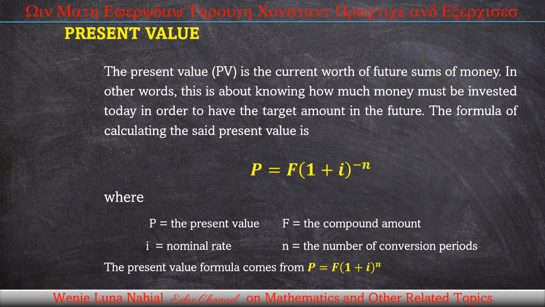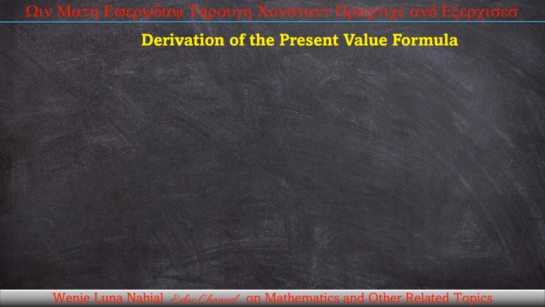Now, the present value formula comes from the uppercase letter P equals the uppercase letter F times the quantity (1 plus i) raised to n. Okay, let's have the derivation of the present value formula. As we know, our maturity value is this formula. The uppercase letter F equals P times the quantity (1 plus i) raised to n. So this is our maturity or final value formula.